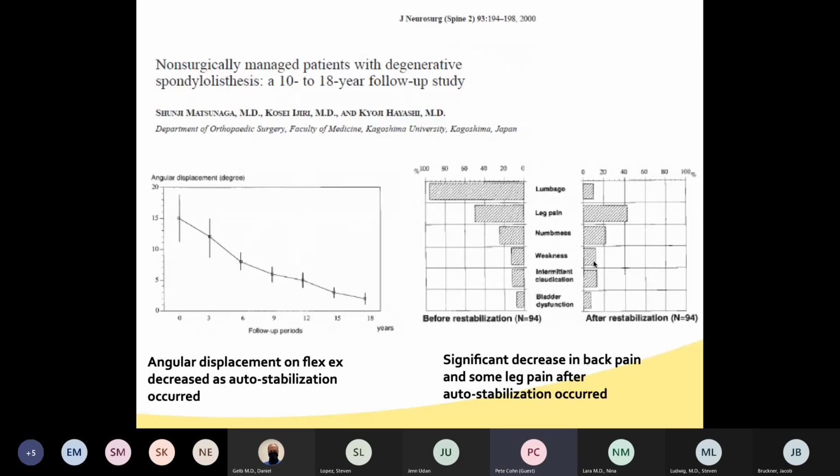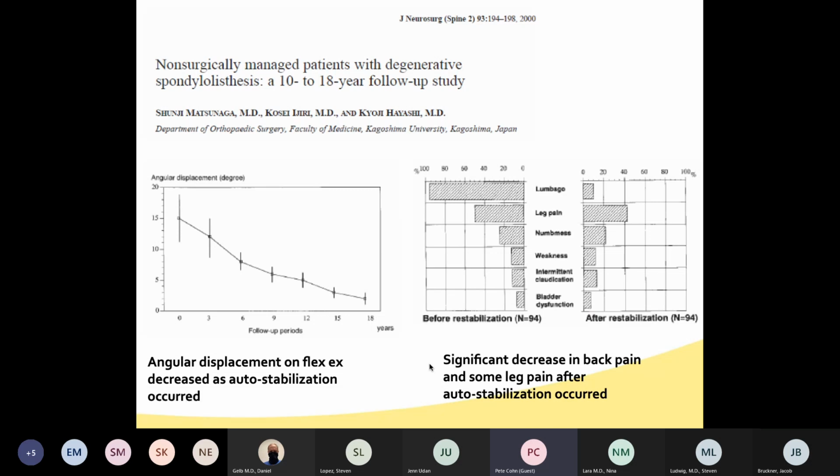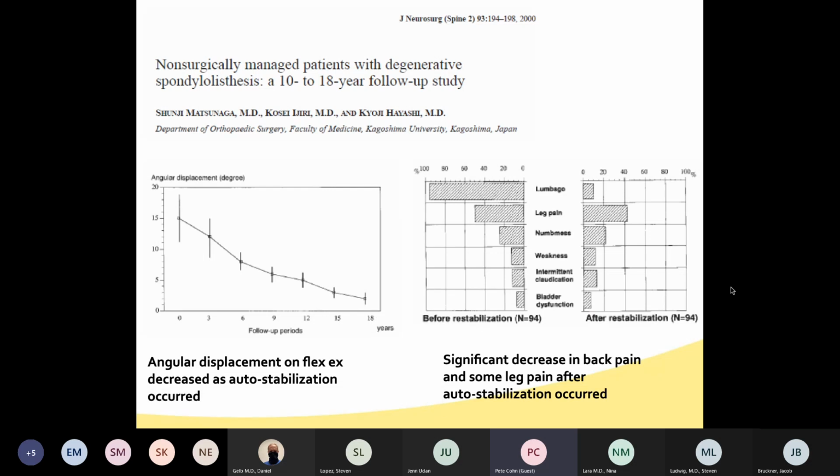And so then this was another study from the same group, I believe, looking again at this phenomenon of auto-stabilization, or in this paper called restabilization. When they followed patients after 10 to 18 years retrospectively, they found that over time, the angular displacement on the flexion extension views, so the amount of angular instability, actually decreased over time as the patients became more arthritic and had less motion at that segment.